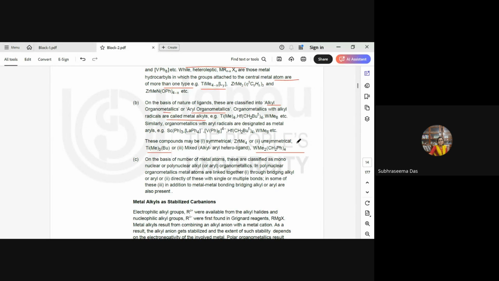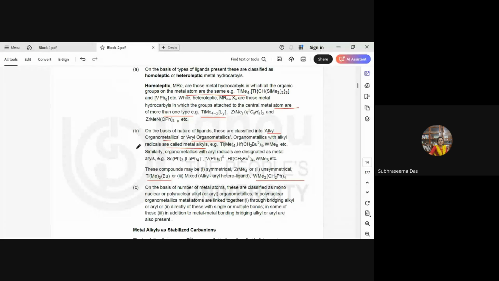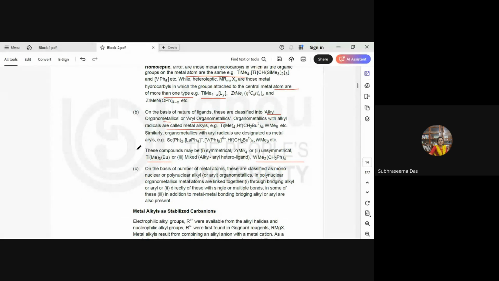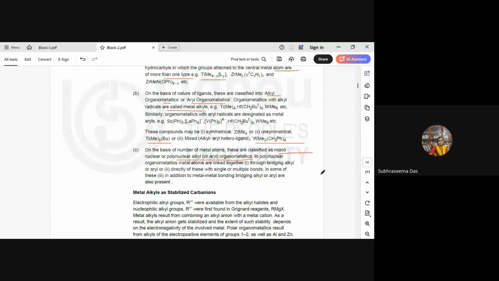On the basis of metal atoms, the organo transition complexes have been classified as mononuclear or polynuclear organometallics. In polynuclear organometallics, the metal atoms are linked together through bridging alkyl or aryl groups, or directly with single or multiple bonds, or in addition to the bridging alkyl or aryl groups, an additional metal-metal bond is formed.